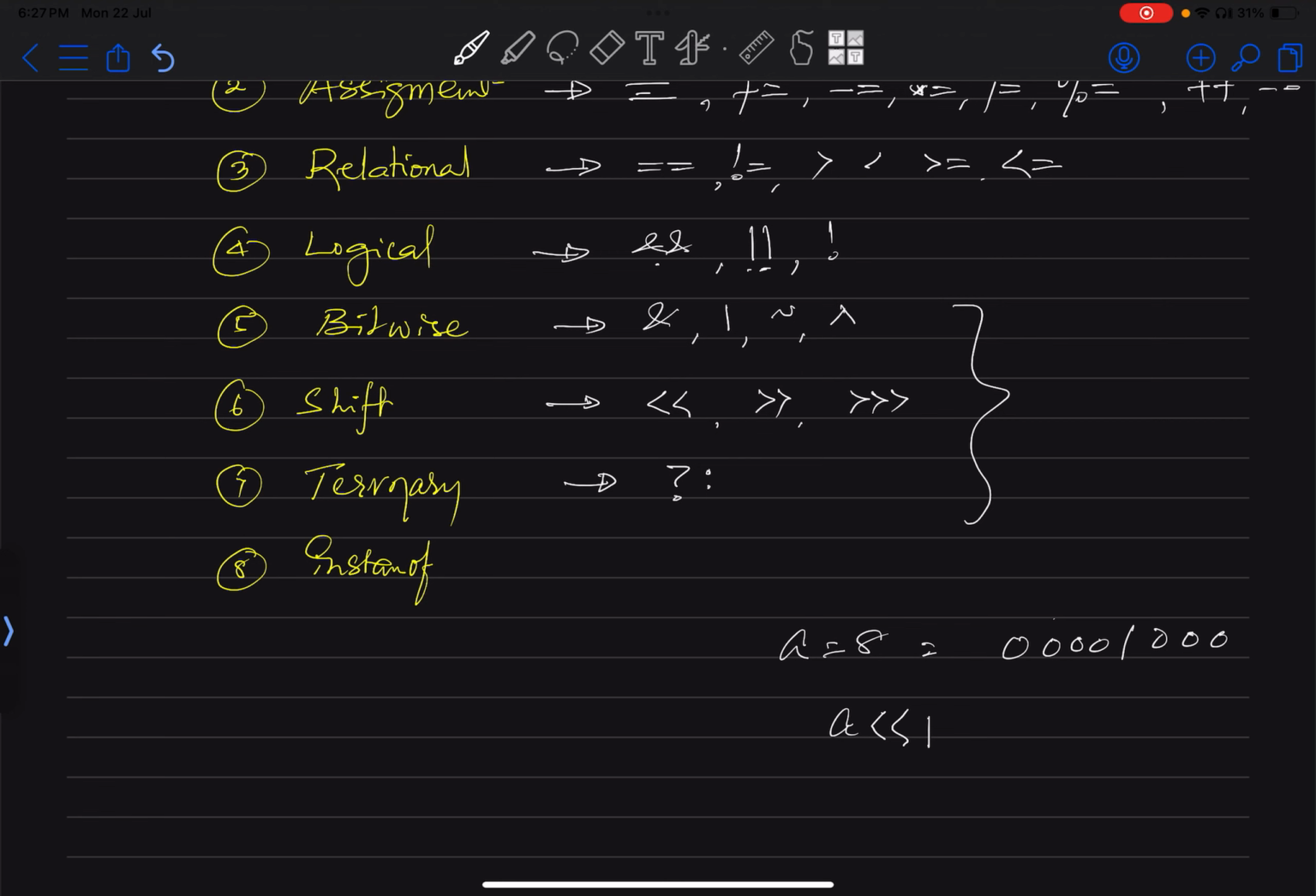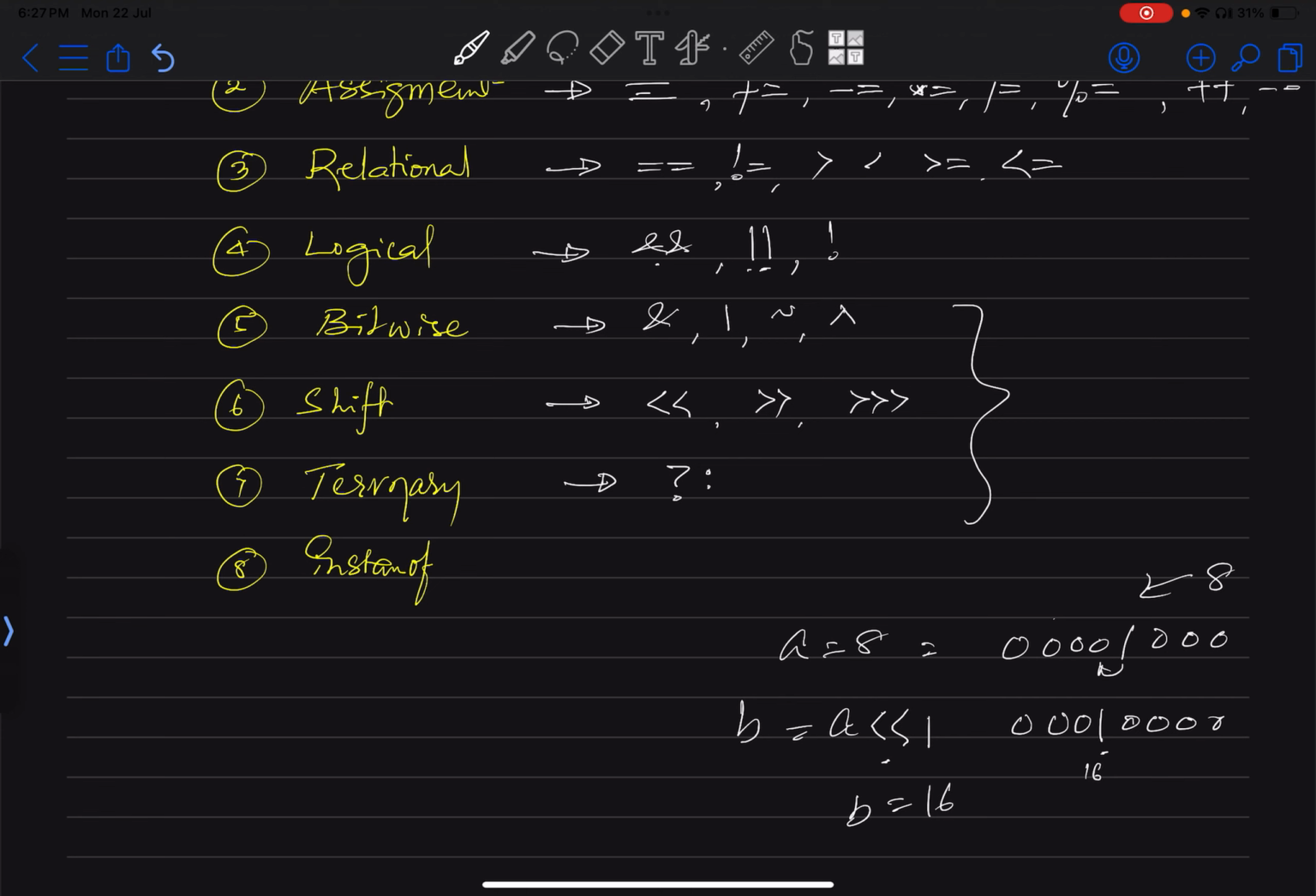All these bits will be shifted, whatever the direction we are talking about. For example, this is a left shift here, by one position. So now this will be 0001 and this 1 has moved here, and then the remaining things will be 00. So what happened is A was initially 8, and now this has become 16, right? If I put this result in B, now B is going to be 16.